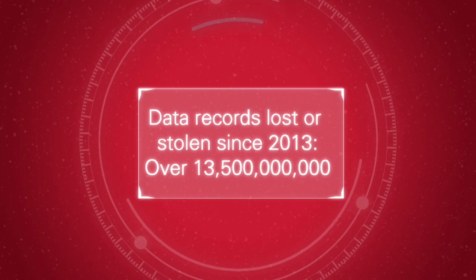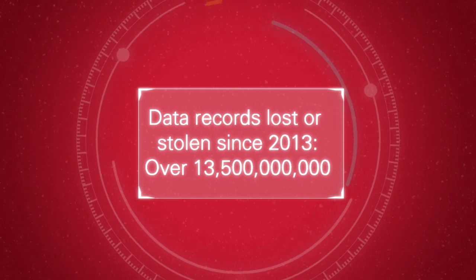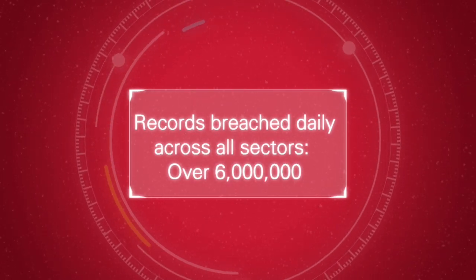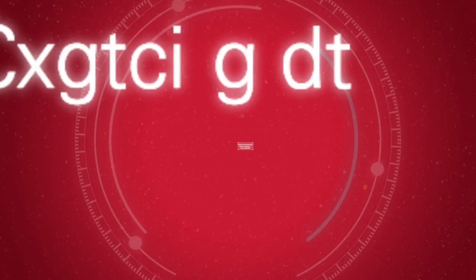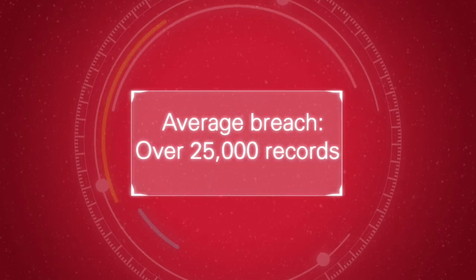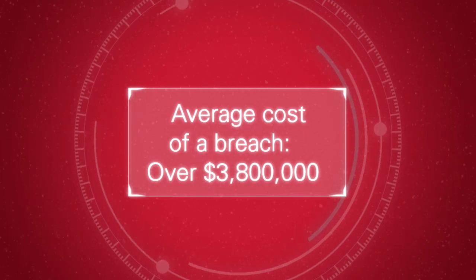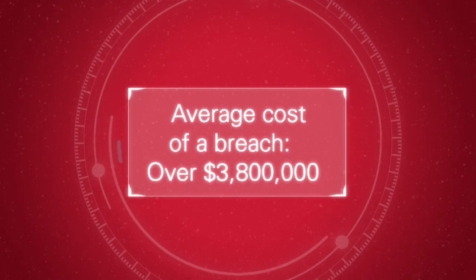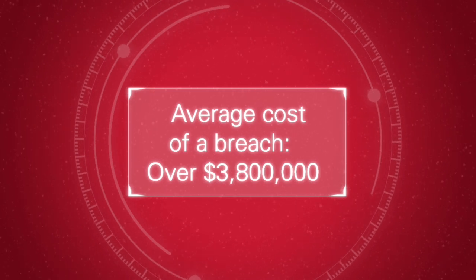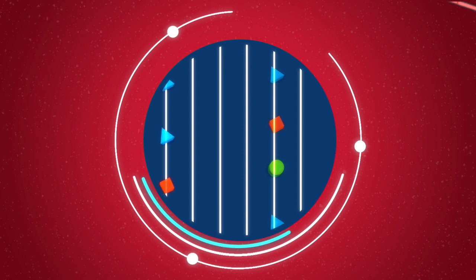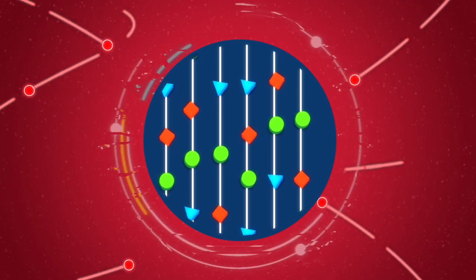Over 13.5 billion records stolen since 2013. That's an average of 6 million records breached daily, with the average breach affecting over 25,000 records, with the average cost of a breach at $3.8 million. None of this should be surprising. That's because in 95% of all breaches, the data was unencrypted.